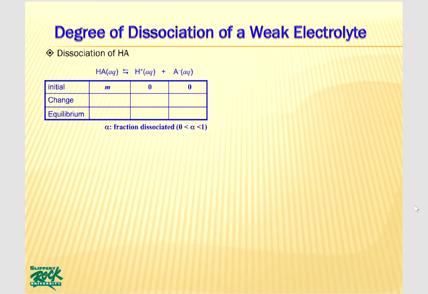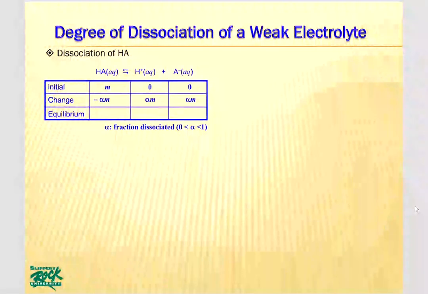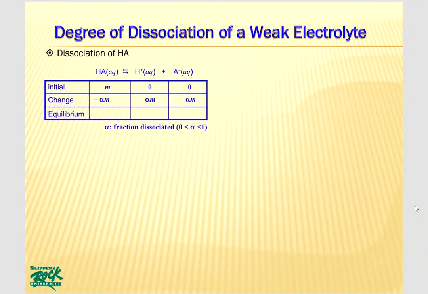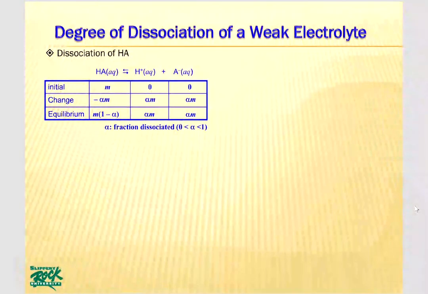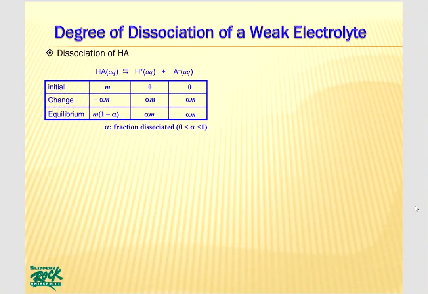Suppose the HA is lost by alpha M. As a result of it, H plus and A minus are gained by alpha M. Consequently, the equilibrium concentrations of HA, H plus, and A minus are M times 1 minus alpha, alpha M, and alpha M respectively.